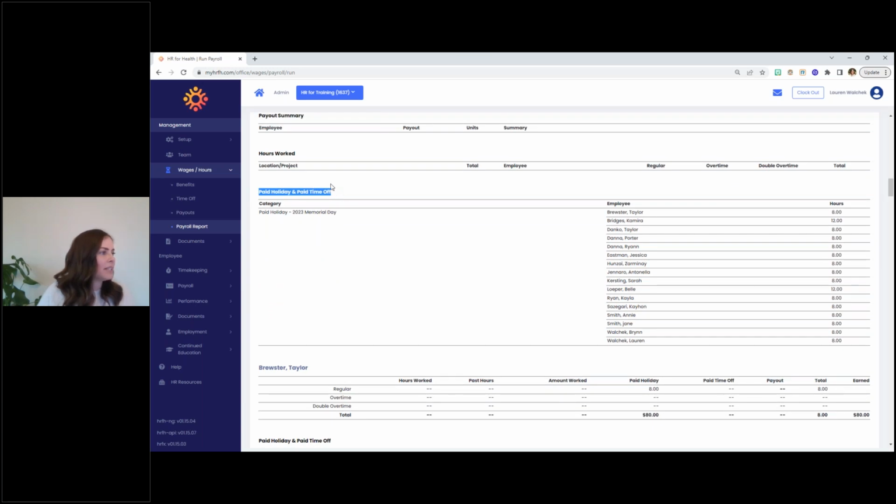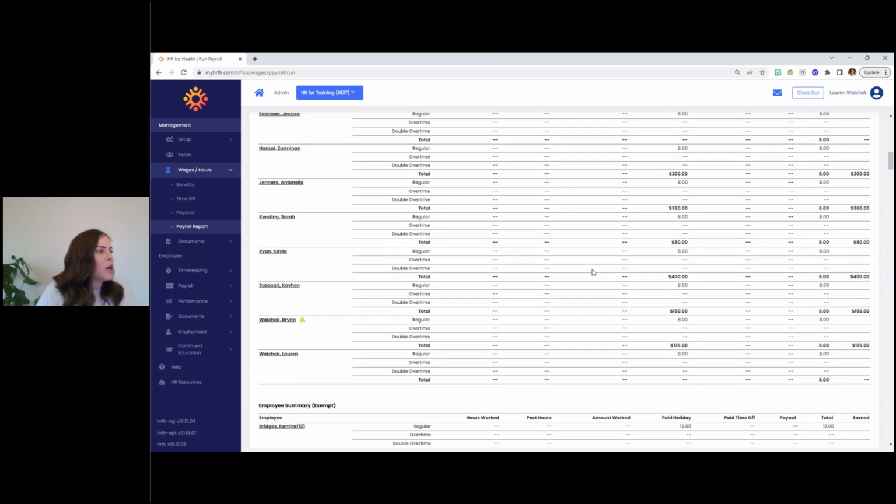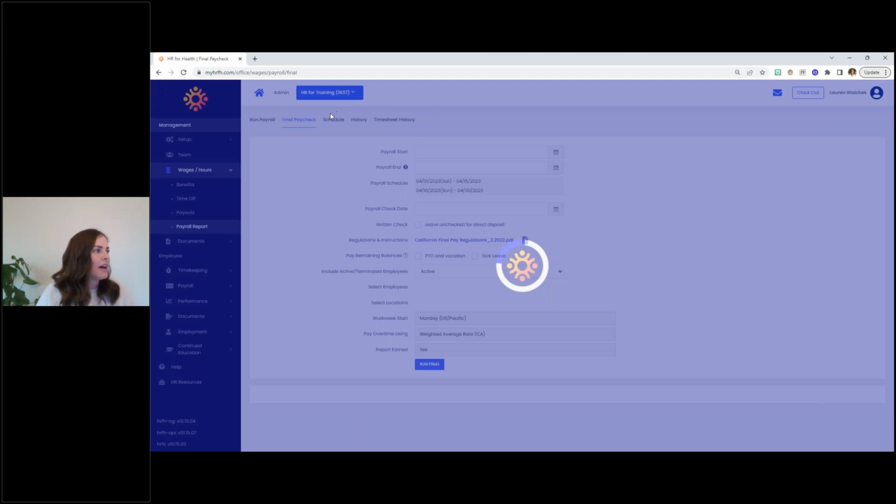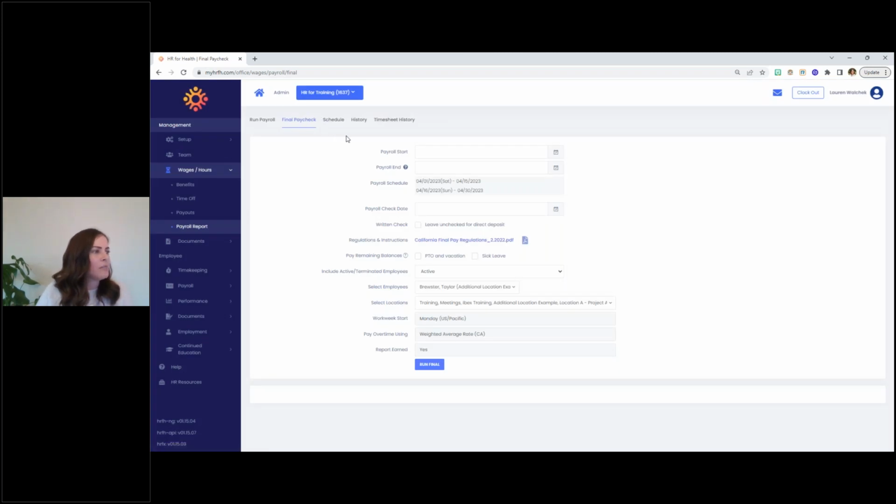So paid holiday and paid time off. So this is my Memorial Day holiday. These are all of my employees that have been assigned to it. So you can check and make sure everything looks right. If you have any new employees that are now eligible that you need to add, you can check all of that here. And then if you are a payroll client of ours, you're going to have this final paycheck tab.